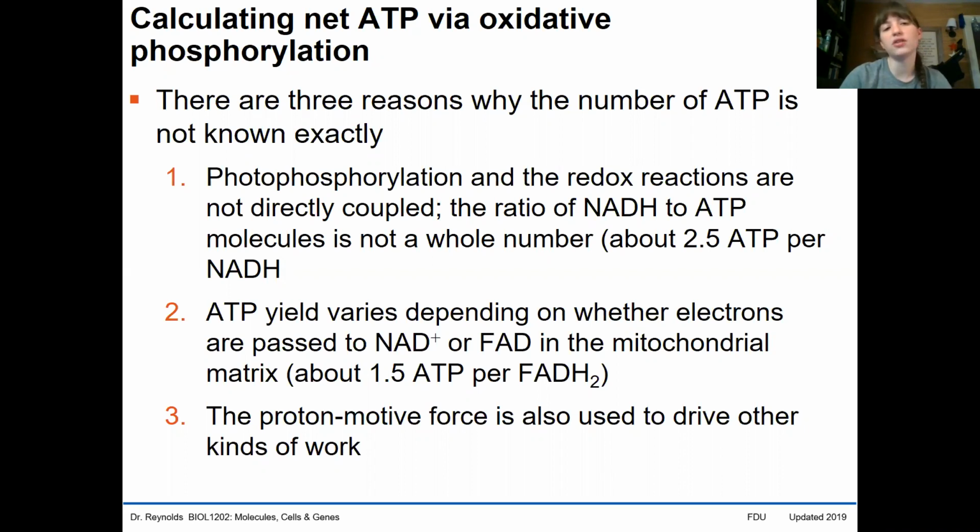The ATP yield also varies depending on whether electrons are passed from NAD plus or FAD. And if this is the case, then you have slightly different numbers for NADH and FADH2, like we saw on the previous slide. Lastly, the proton motive force is sometimes used to do other work as well. Although ATP synthase is the only enzyme we're talking about that utilizes this process, the cell can also utilize this potential energy to do other work. And so sometimes, even if you pump 3 protons, you might not actually get 3 ATP out.